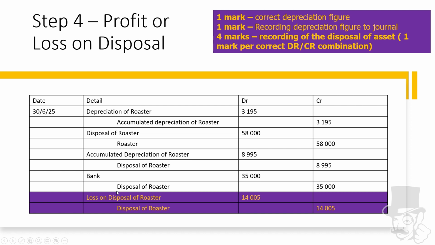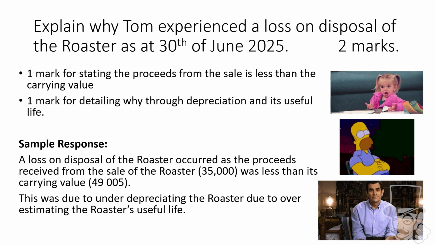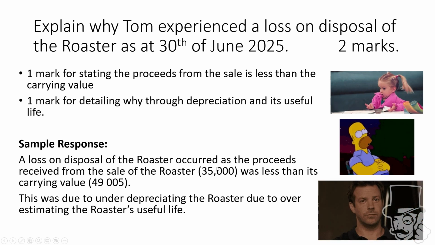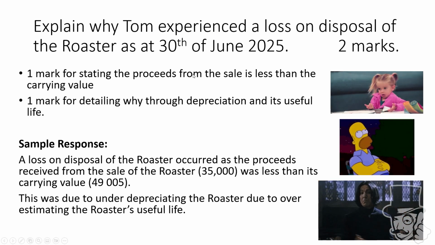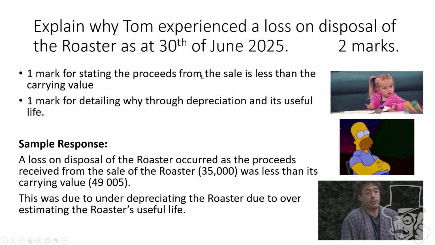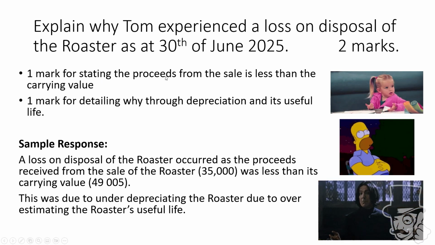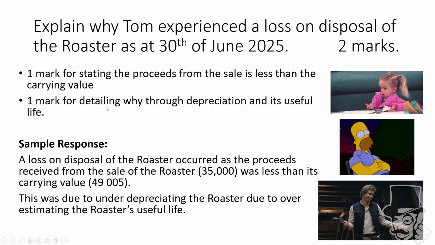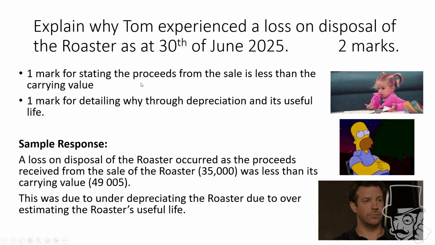Alright? And then the final question you usually get, it's like the bread and butter question to ask after you get a loss or a profit on disposal. Normally they would ask you to explain why there was a loss or profit on the disposal of the non-current asset. In this case, we got a loss on disposal of the roaster, so we need to explain how that's possible. It's 2 marks, so normally you get 1 for stating that the proceeds of the sale is less than the carrying value, or the proceeds of the sale is greater than the carrying value if it's a profit, and then detailing why through depreciation and its useful life, the reasons behind the loss or the gain.